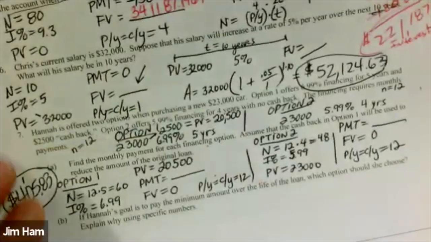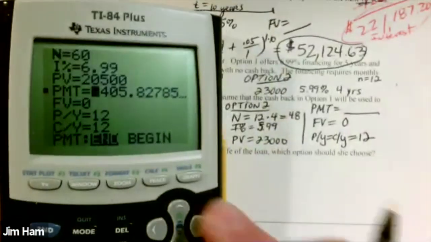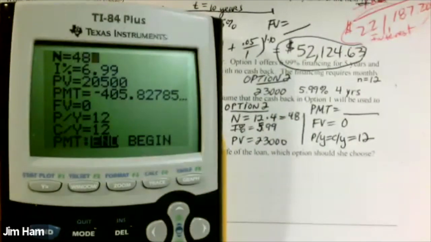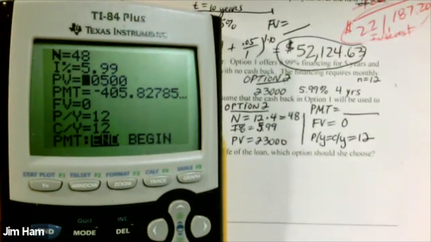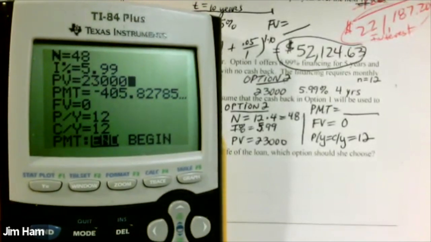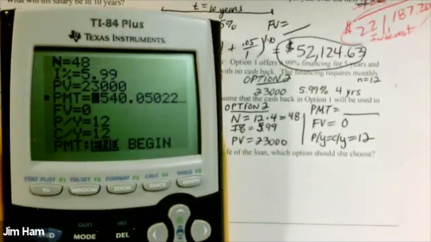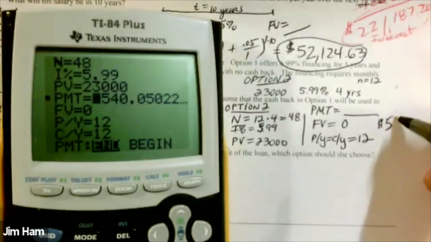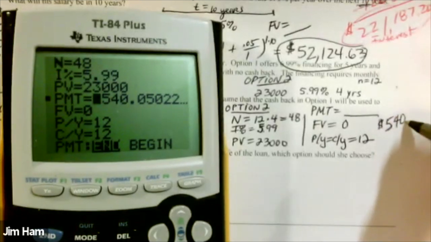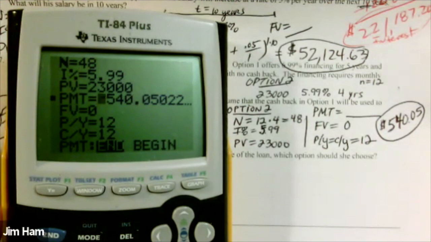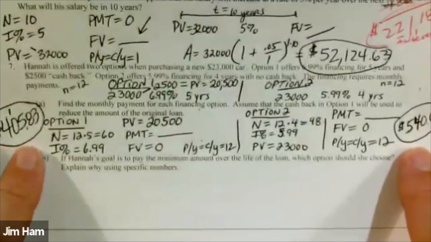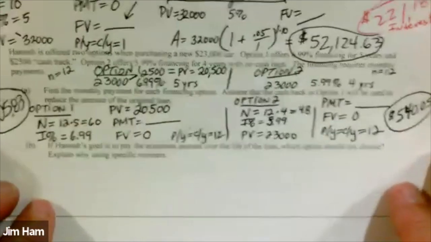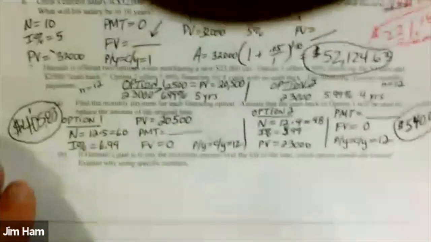405.83, option 1. And the other one, we have 48 months instead of 60 months, a lower interest rate, 1% lower, but no cash back. Everything else is the same. So over here, the payment is $540.05. If you're going to take longer to pay off the loan, your payment is going to be a little lower. And also, we have a little bit of cash back, so the present values are not the same.